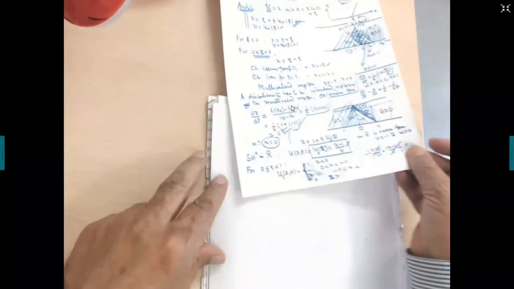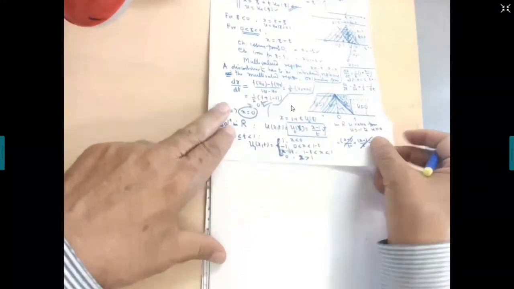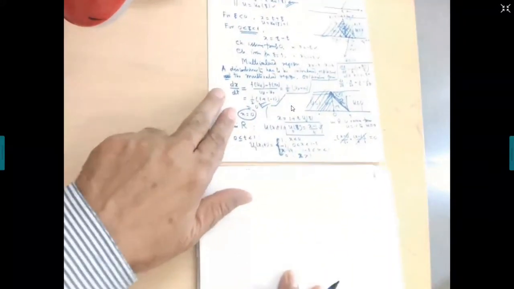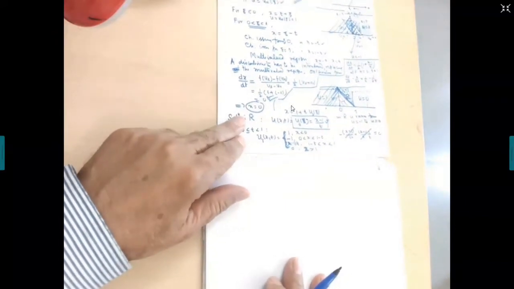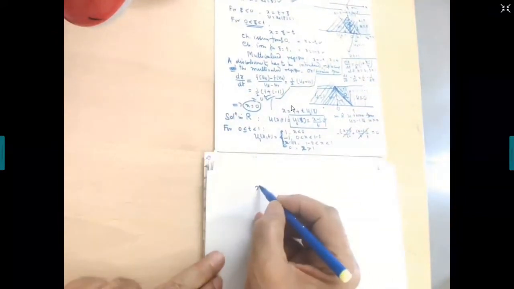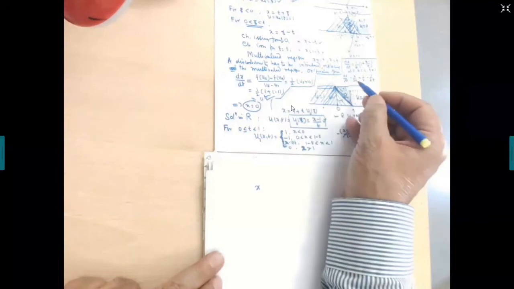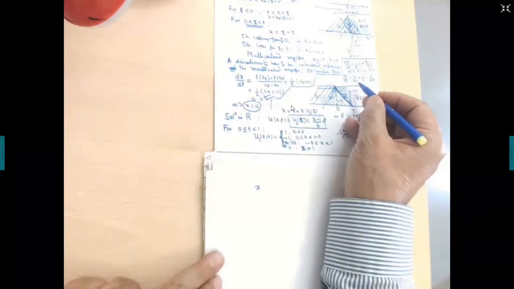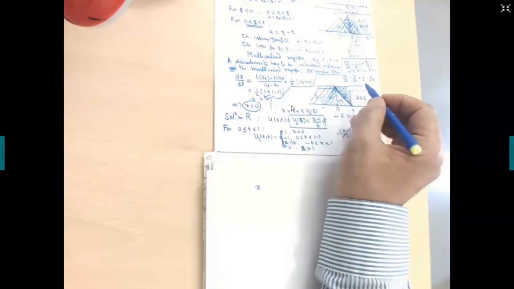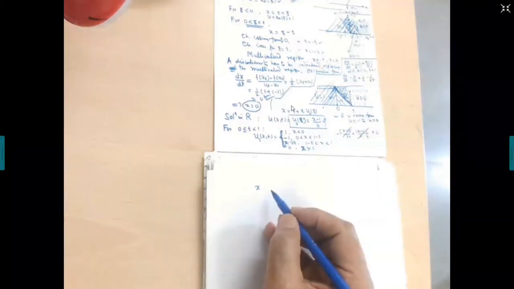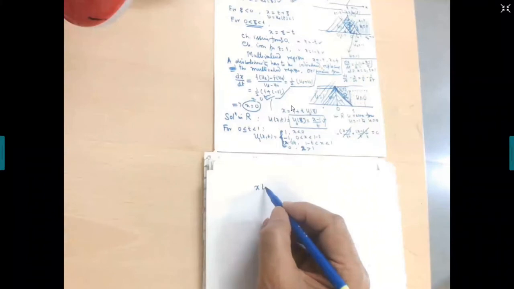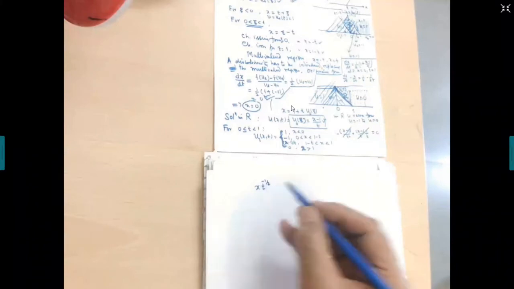Let us see what we get. The integrating factor, x into the integrating factor. The integrating factor will be e to the minus half log t. Am I right? So it means t to the power minus half. Right? Please check. Is it correct?